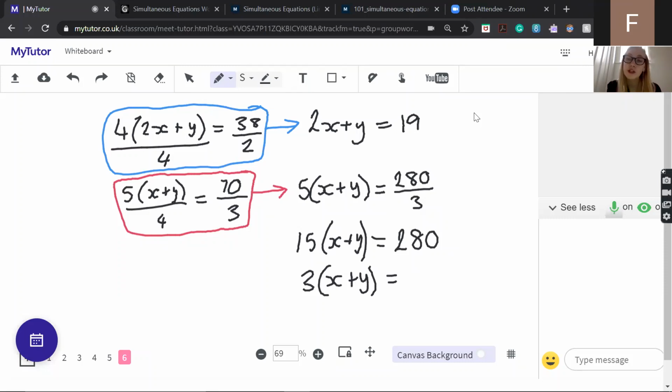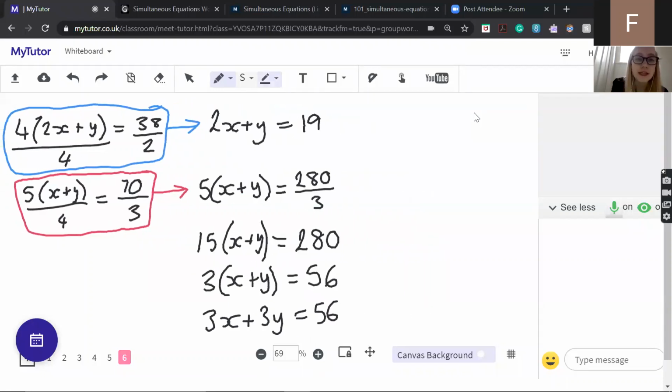And dividing 280 by 5, we get 56. And now that we can't simplify anymore, we're going to expand out these brackets. So multiply everything in these brackets by the 3. So we get 3x plus 3y equals 56.